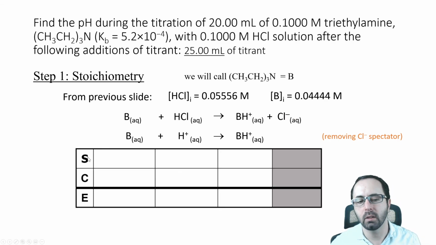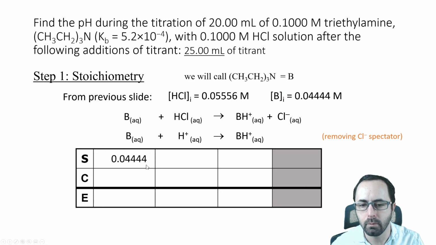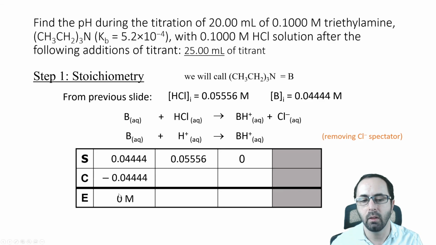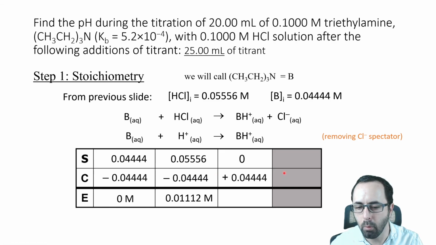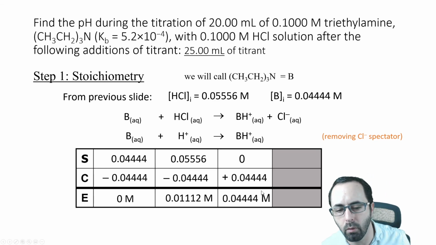So now we do our start, change, end stoichiometry table. We put in our initial concentration of base, 0.0444 molar. For the HCl, or the H plus, it's 0.05556. And for the BH plus, we're assuming 0 to start. After the equilibrium, of course, there's always some, but these assumptions help us to do the problem more easily. Now, this time, the base is going to run out before the acid. And so our change is going to be minus 0.0444, because that's going to leave us with 0 of the base. So that same amount of H plus will react, 0.0444. That's going to leave us with 0.01112 molar for the H plus. For the BH plus, it will be plus 0.0444. So our concentration of BH plus will be 0.0444.